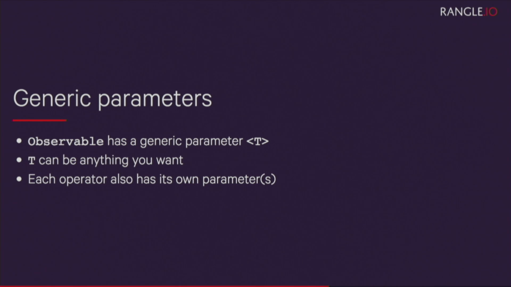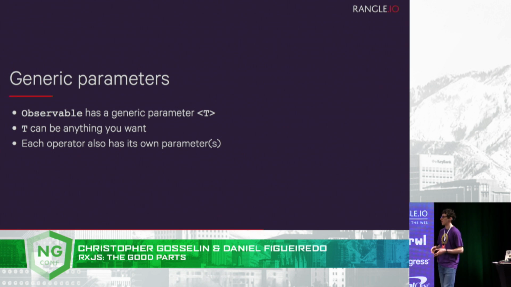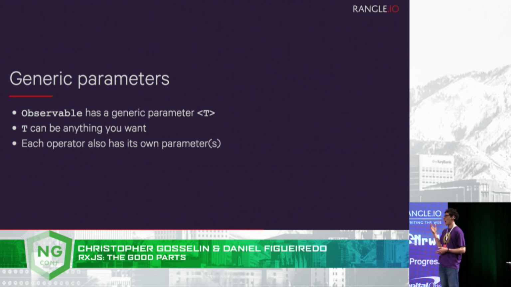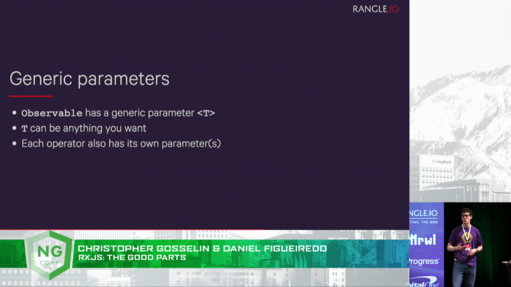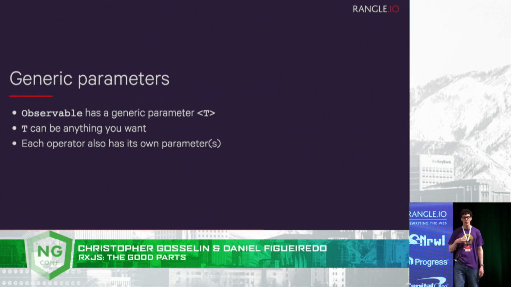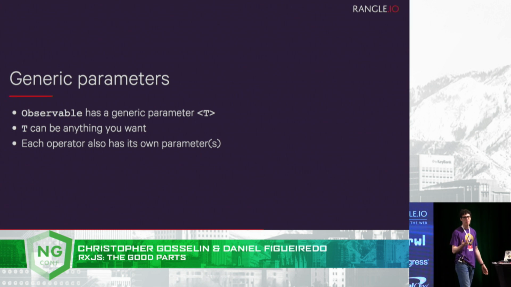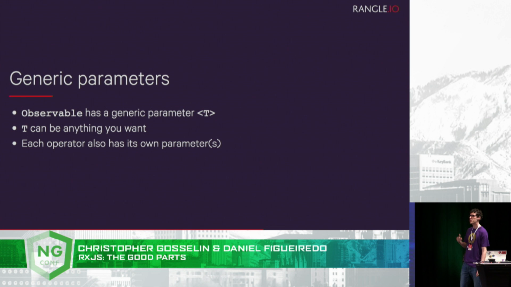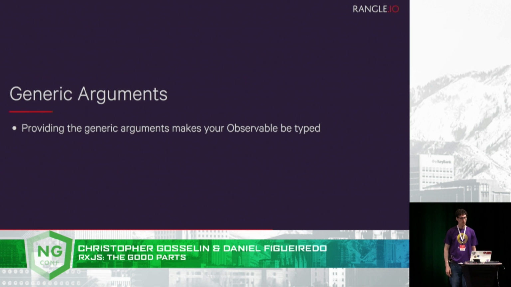How can we use these generic arguments? So RxJS has generic parameters for all the operators and for the observable itself. The observable has a generic argument, which is what you're going to receive when you subscribe to that observable. And you also have generic parameters when you're performing some operations. Let's say you're performing a map operation or a merge operation. You also have to provide the generic arguments for those operations.